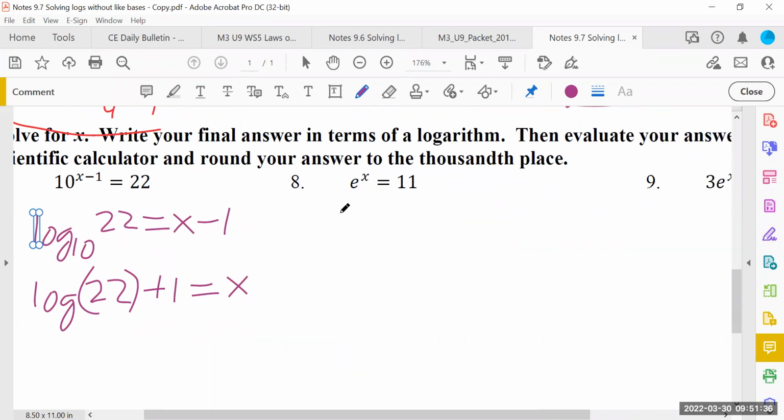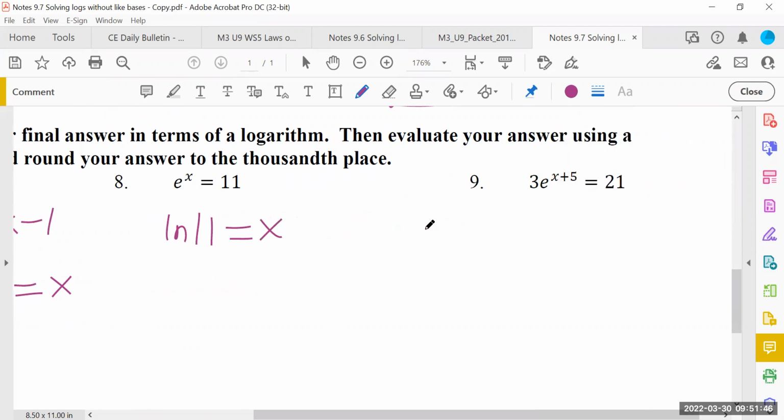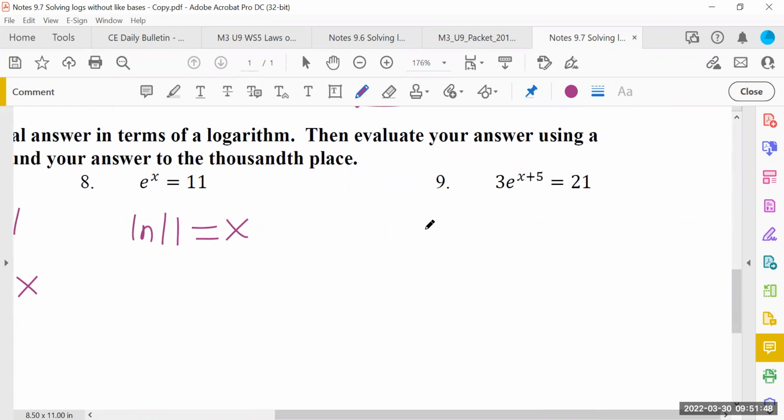Number 8, literally the natural log of 11 equals x, and you're done. Guys, I'm going to blow through these examples real fast, so please focus up here. Natural log of 11 equals x. This one, I'm going to divide by 3 first.